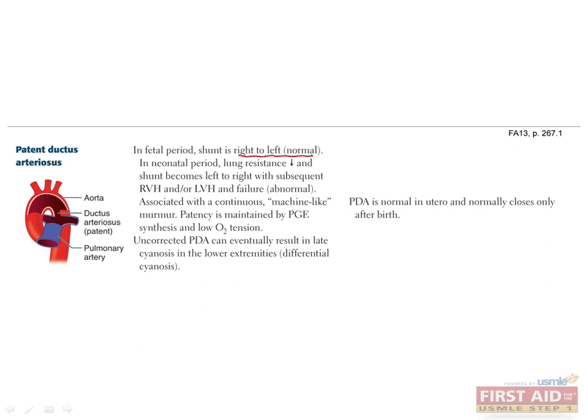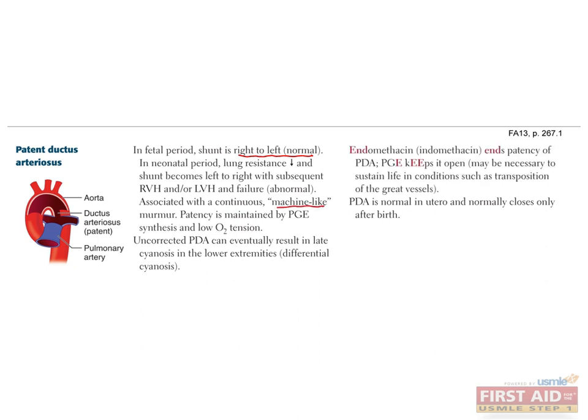However, if the ductus remains open, blood flows continuously from the aorta into the pulmonary trunk, leading to the machine-like murmur often heard. As we mentioned before, indomethacin is useful in closing PDAs, and on the flip side, prostaglandins like PGE are useful in keeping them open when they are needed, for example, in the case of transposition of the great vessels.